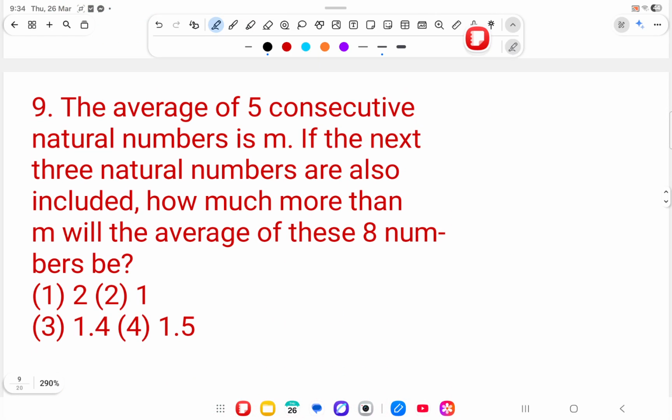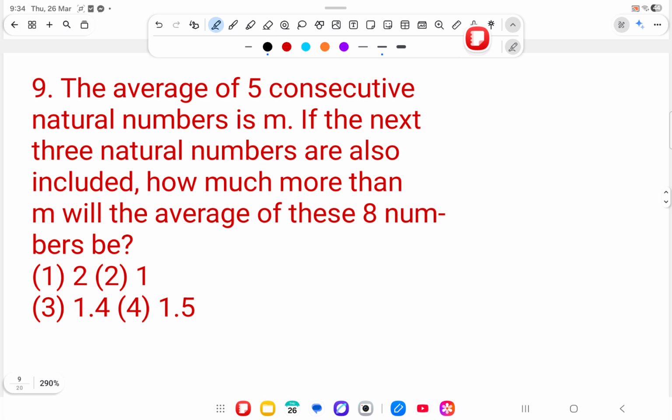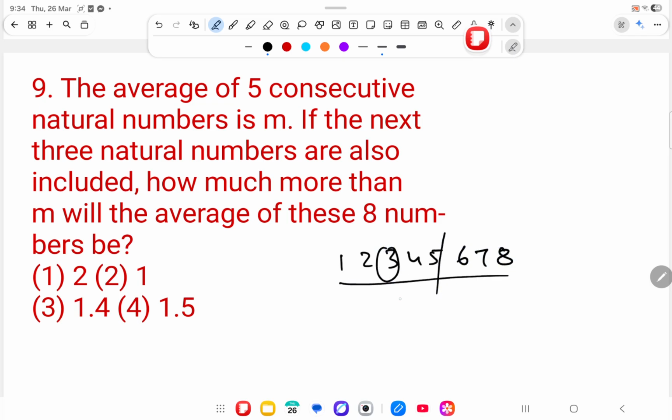Then the average of the first 5 consecutive natural numbers is m. If the next 3 natural numbers are also included, how much more than m will the average of these 8 numbers be? See, take 1, 2, 3, 4, 5, 6, 7, 8. Total 8 numbers. Till here the average is 3. Suppose all these are included, average will be 4.5, means average of 4 and 5.